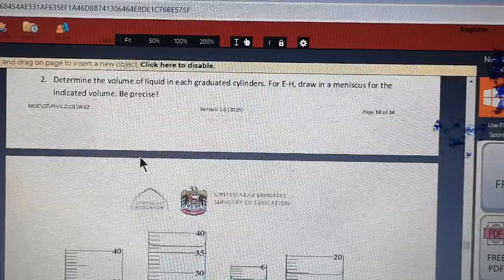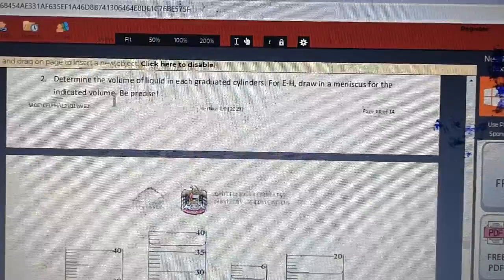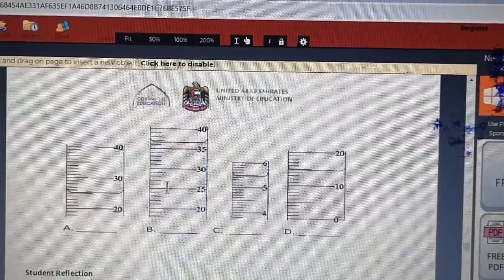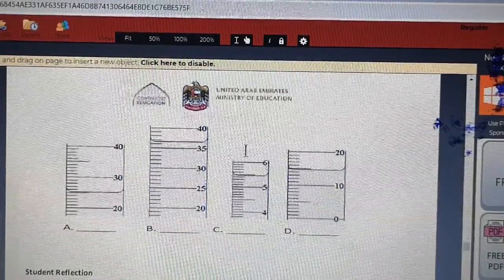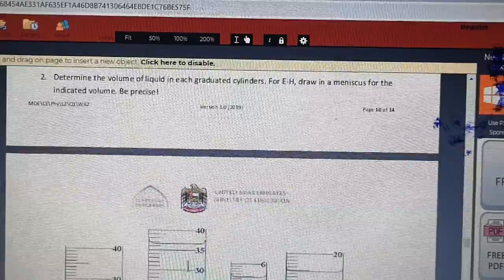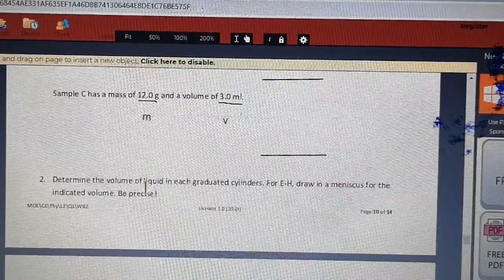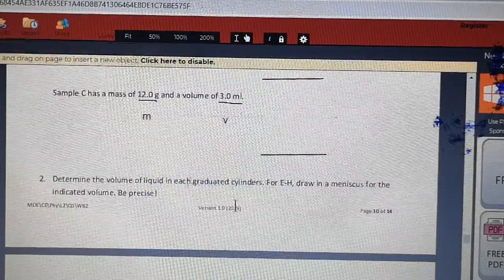Okay, let's look at question 2. It's asking us to find the volume in each of these cylinders. Now this is something we might find in a kitchen or in a science lab. It measures the V, the volume for liquids, very well, a cylinder. Sometimes we call it a measuring cylinder or a graduated cylinder.